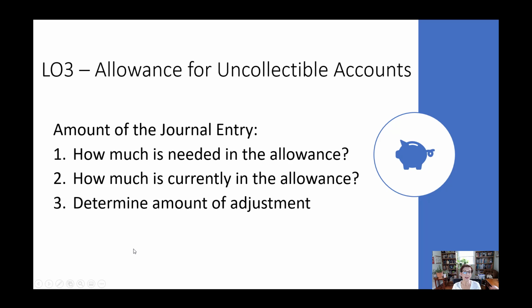All right, so we're going to ask 3 questions. Number 1, how much do we need in the allowance? How much do we think is uncollectible? Then we're going to compare that to how much is already in the allowance, because the company already has an allowance set up from prior years, assuming it's not the first year of business. And by comparing those two, we find the amount of the adjustment. So let's take a look at a couple of examples.